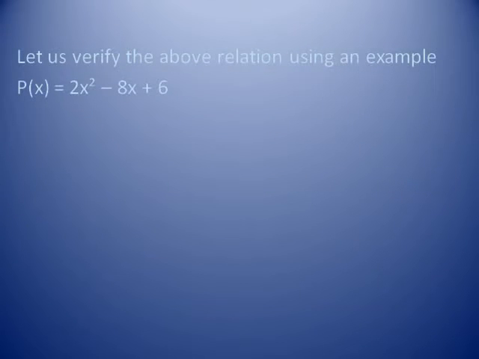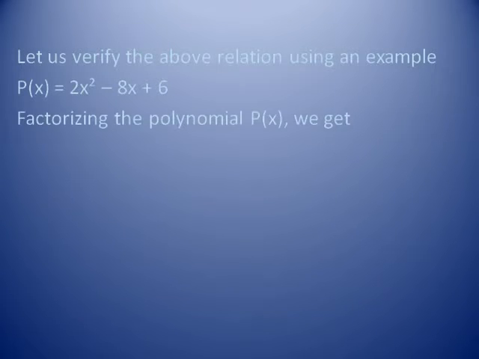Now let us verify the above relation using an example. p(x) is equal to 2x square minus 8x plus 6. Here we will factorize the polynomial to get the zeros of the polynomial. I hope you all know how to factorize the quadratic polynomial. If you have any confusion about how to factorize a polynomial, you can refer to my video in which I have explained the factorization of polynomials.